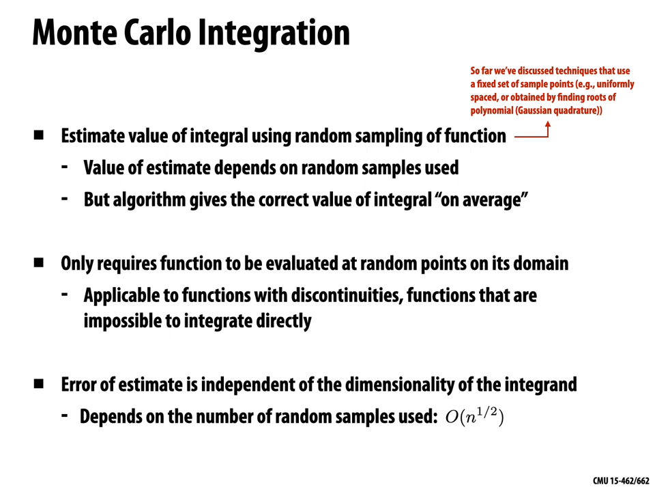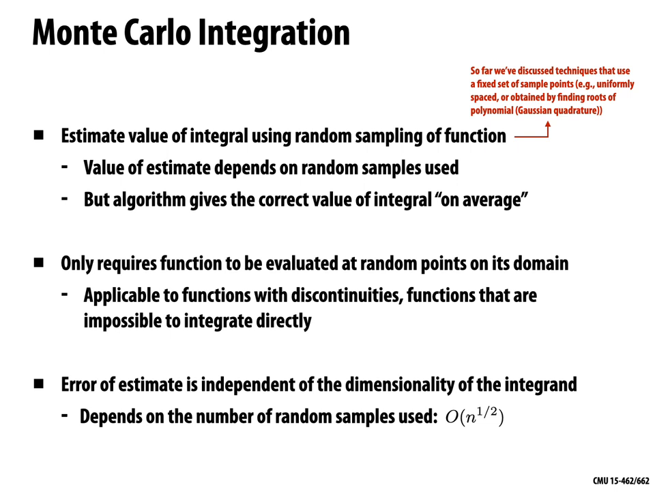Another thing that's really nice about Monte Carlo and the reason why it is the appropriate tool for rendering is the error of the estimate is independent of the dimensionality of the integrand. We get around the curse of dimensionality. In particular, the amount of error is going to depend only on the total number of random samples that we use. It's going to go like 1 over square root of n. So this should say order n to the minus 1 half. Okay? So that's the upside.